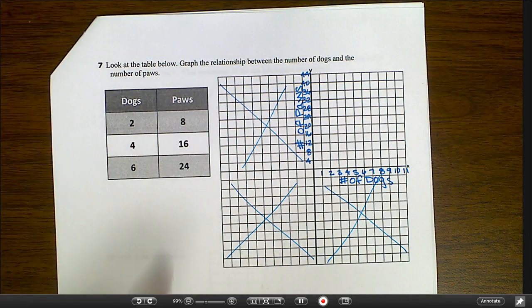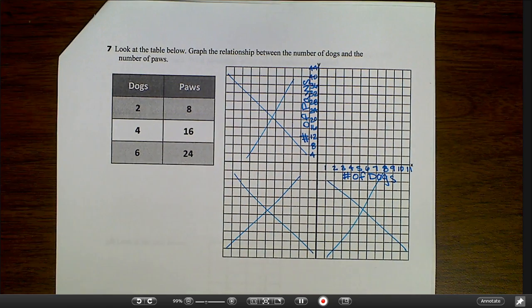And then all I need to do is graph these points. So I'm going to go ahead and ask you to pause the video in just a second. Go ahead and graph your points and draw your line, and then unpause the video to check your solution.